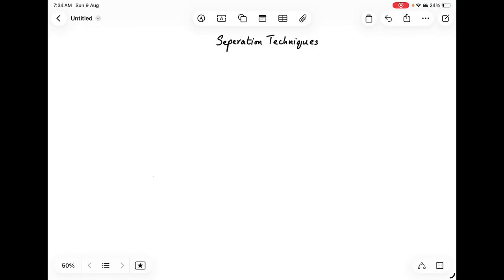Welcome to the Easy Chemistry channel, and today we are going to be studying separation techniques. So the first separation technique is simple distillation.